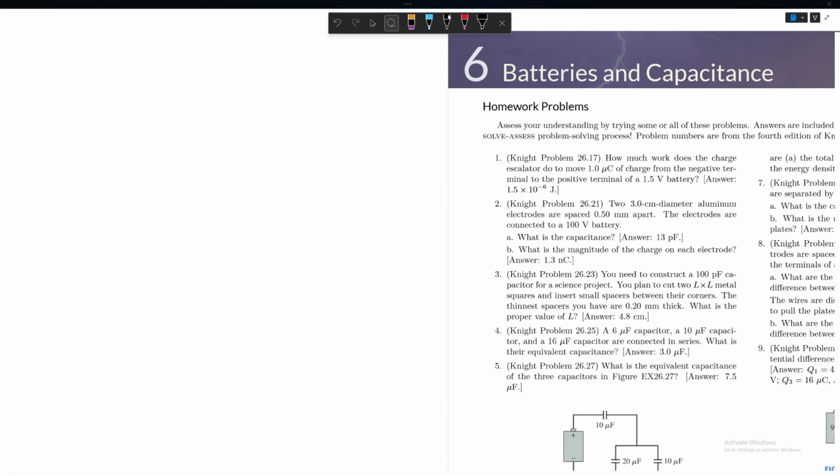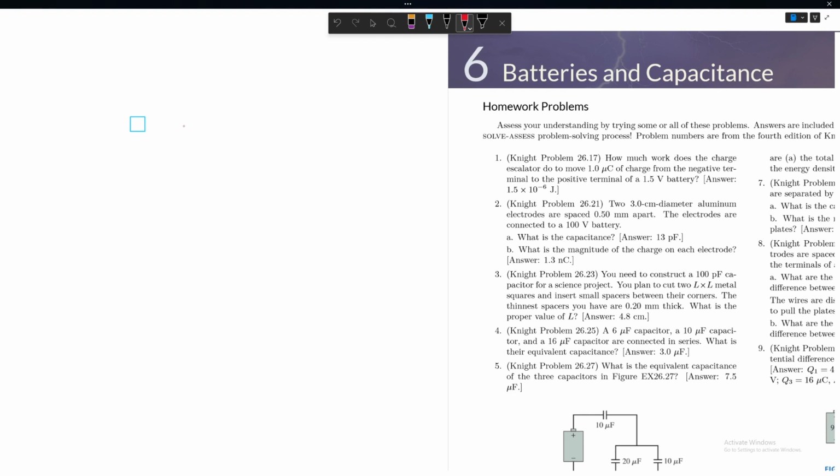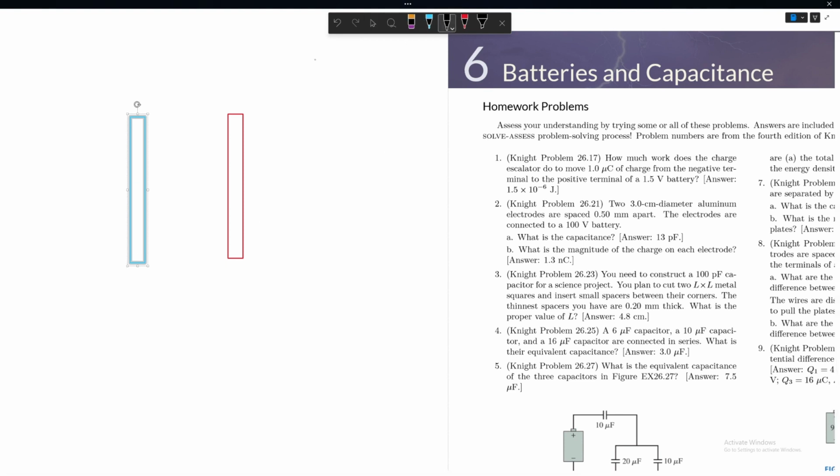Now, question number 2 says, 2 3-centimeter diameter aluminum electrodes are spaced. Okay, so first let's make these electrodes. So I have my part 1, and I have my part, there you go. And so these electrodes look something like this, right? And they're spaced some distance apart.